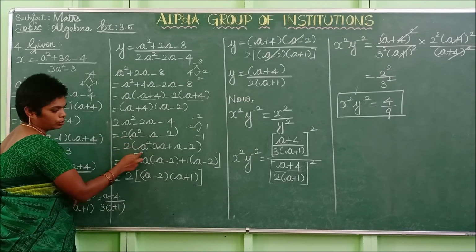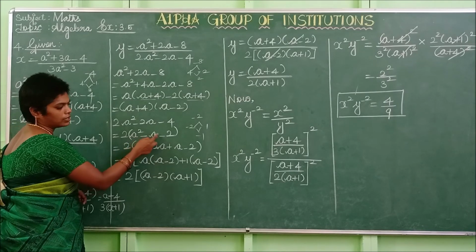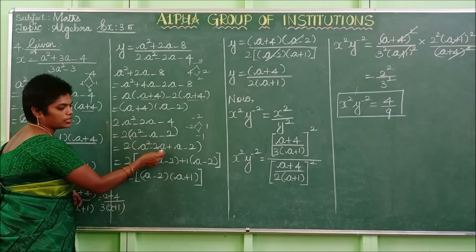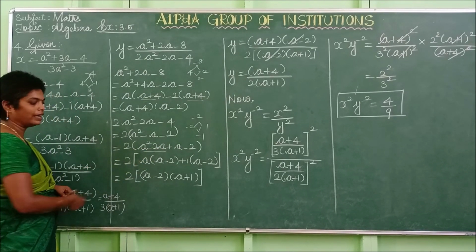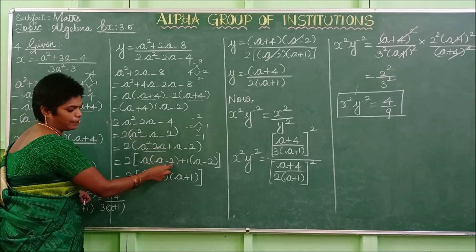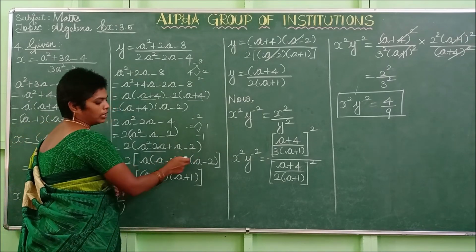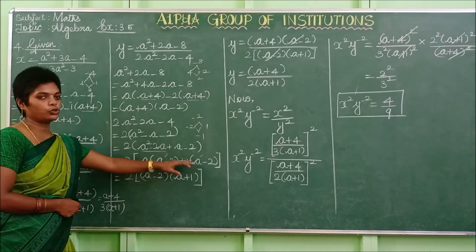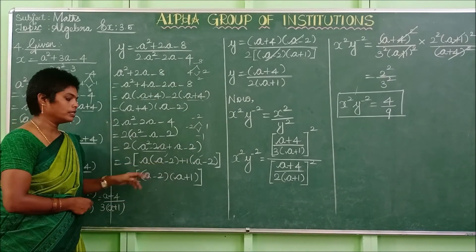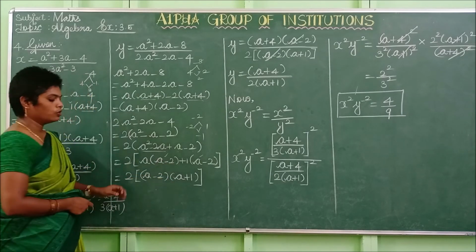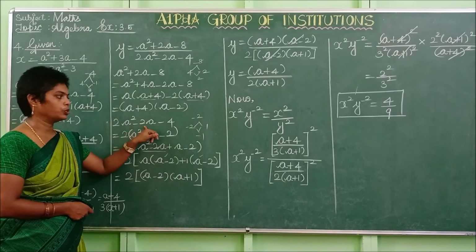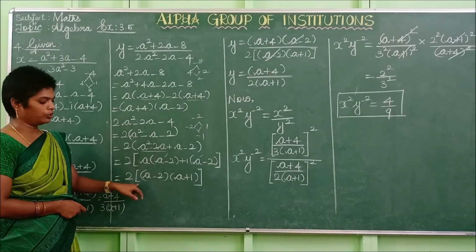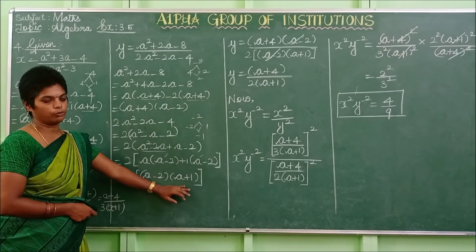So 2 into a squared minus 2a minus 4 can be rewritten as 2a squared plus 2a minus 4a... from these two terms, we can take a as common. Remaining term is a minus 2. From these two terms, a minus 2 is already there, so plus 1 will be taken outside. A minus 2 is a common term, and the remaining term is a plus 1. So 2a squared minus 2a minus 4 can be written as 2 into a minus 2 into a plus 1.